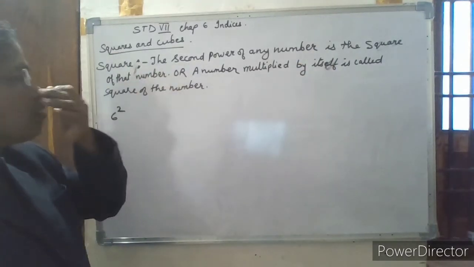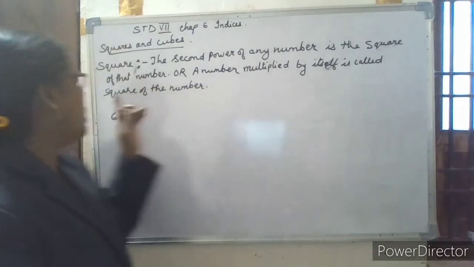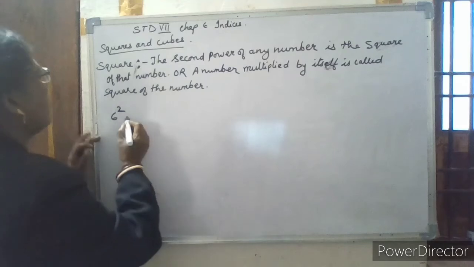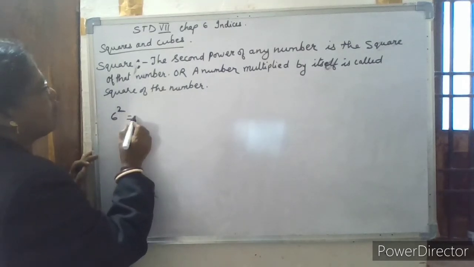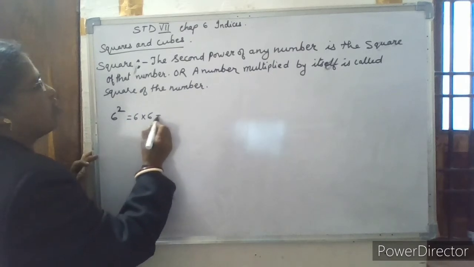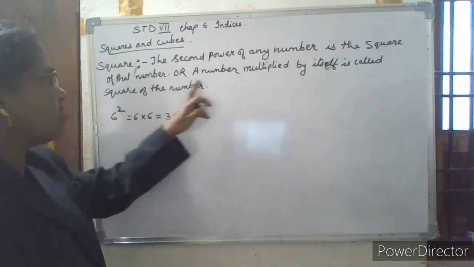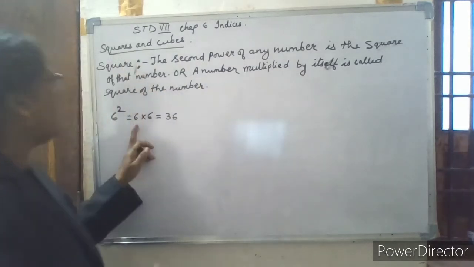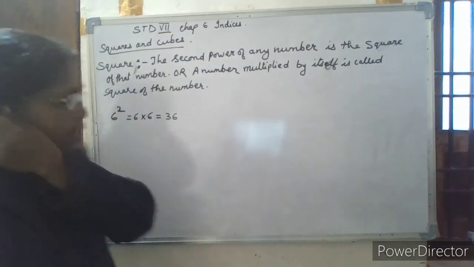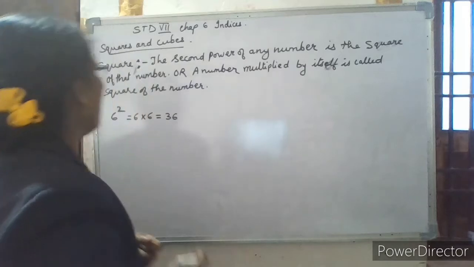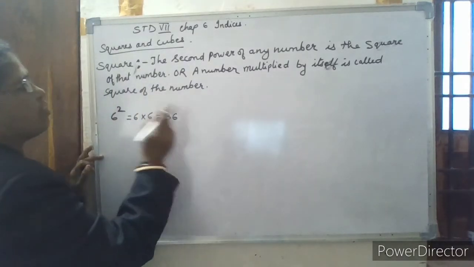Or we can explain this in other words: a number multiplied by itself is called the square of the number. See its value. When we find the value of 6 squared, it means 6 into 6. So, 6 times 6 is 36. Therefore, we can say that when a number is multiplied by itself, the value is called the square of the number. We find it this way: 6 squared is equal to 6 into 6, that is equal to 36.